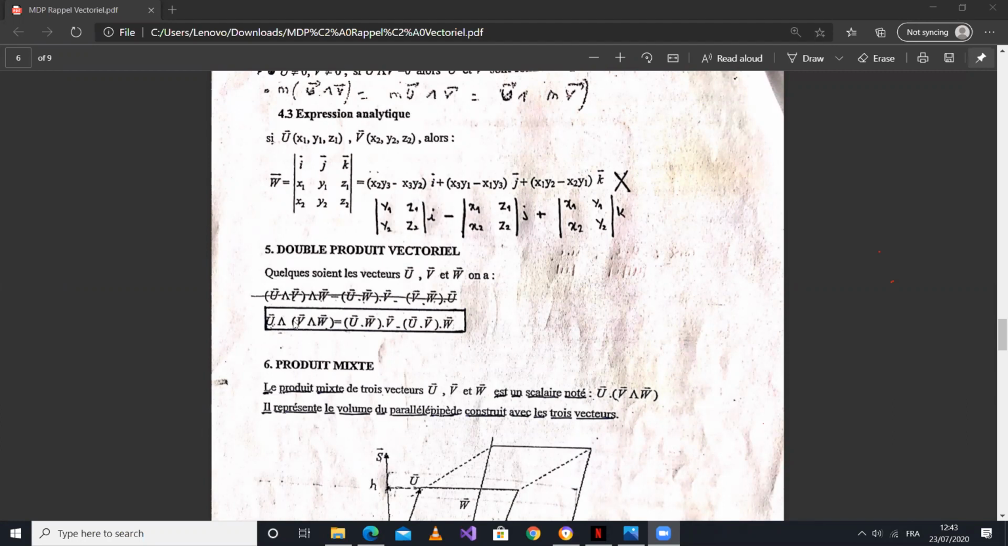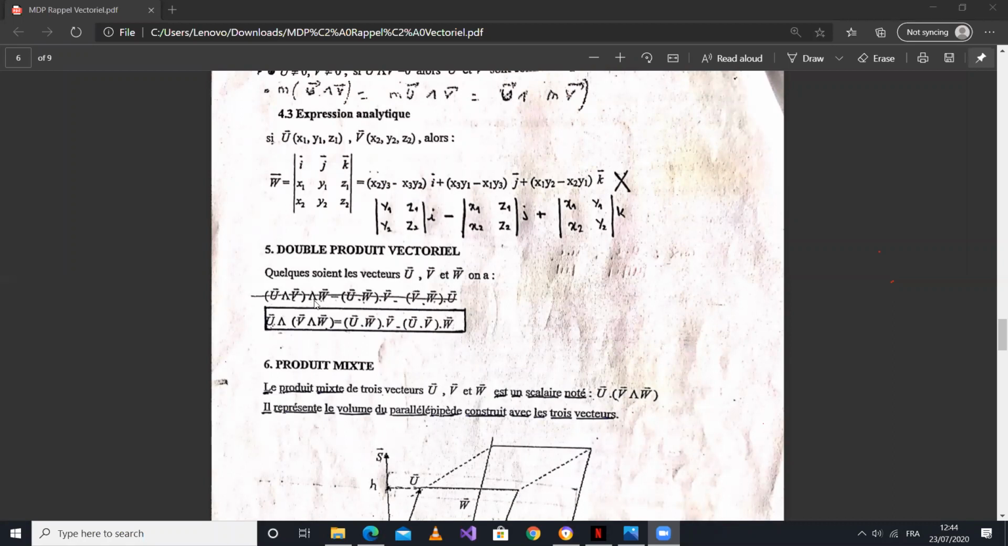When you have double produit vectoriel, you can first calculate the product vectorial of V and W, then you calculate the product vectorial of U and the answer you get from there, or you can use this formula here where you say U vectoriel V vectoriel W égale, between parentheses, U scalaire W scalaire V moins U scalaire V scalaire W. Just this formula.